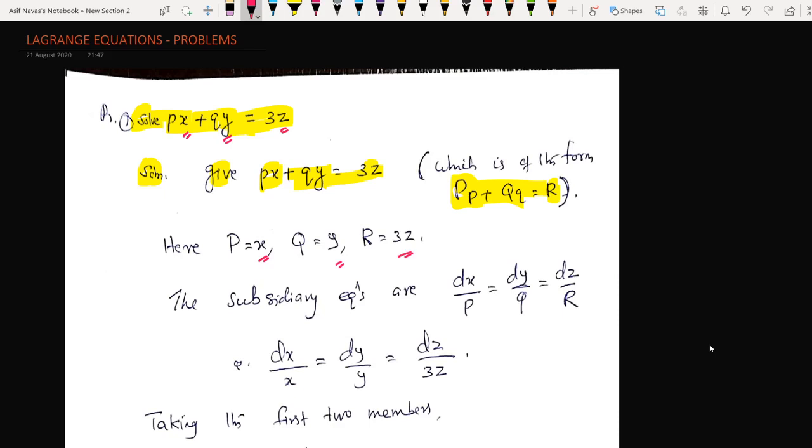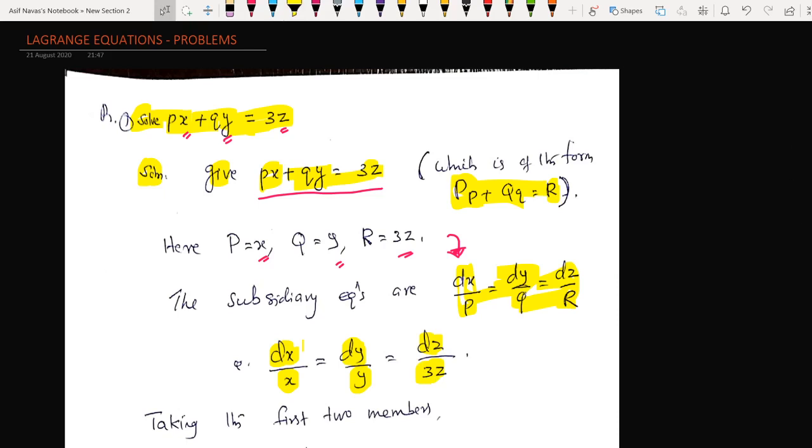Now the first step: if you get a PDE in Lagrange's form, we will write the subsidiary equation. What is the subsidiary equation? dx by P equal to dy by Q equal to dz by R. That is dx by x, what is Q, dy by y, and dz by R is 3z.